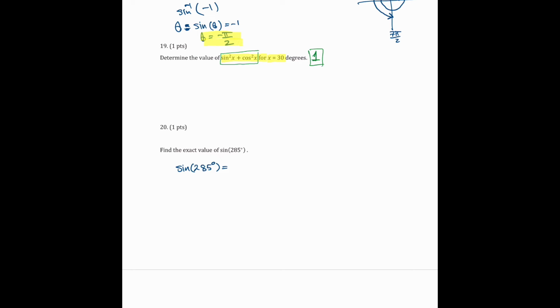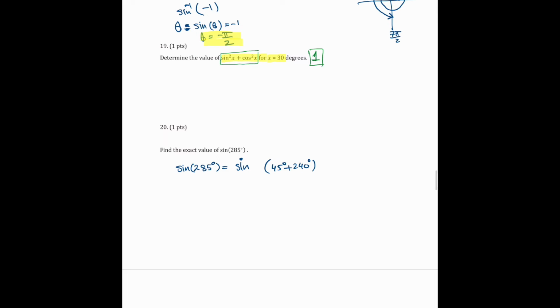We don't have the 285 from the unit circle, but if we use two angles from the unit circle and add them up, we're going to end up with 285. I see 5 here, so immediately I'm thinking about 45 as one of the potential angles. And then the other angle is going to be 240. We need to find sine 45 plus 240 or 240 plus 45. I'm going to use the sum formula for sine.